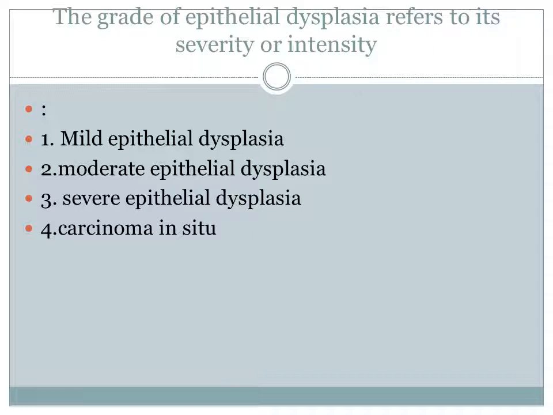Mild epithelial dysplasia refers to alteration limited principally to the basal and parabasal layers. Moderate demonstrates involvement from the basal layer to the mid-portion of the spinous layer. Severe demonstrates alteration from the basal layer to the level above the midpoint of the epithelium. And carcinoma in situ is defined as dysplasia involving the entire thickness of the epithelium.